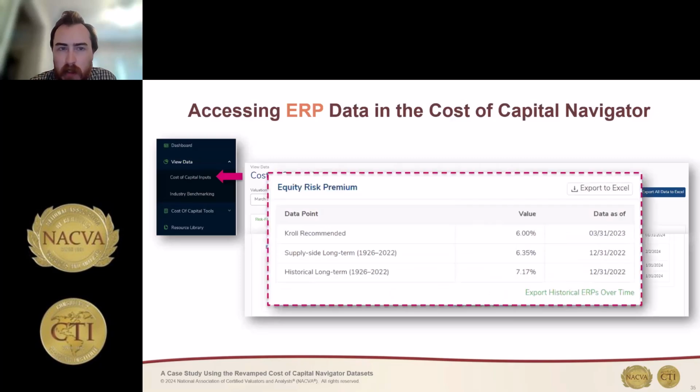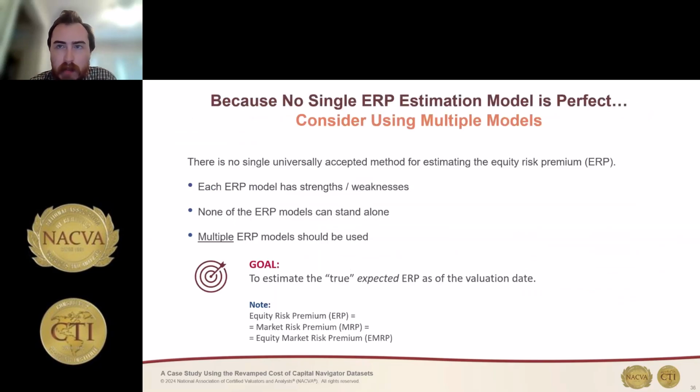If we zoom in a little bit, just so we can see what that looks like, we can see the three equity risk premiums that are available. We have the Kroll recommended, again as of the date, March 31st, 2023. And then we have the supply side long-term, and then the historical long-term as well. So I think we're going to go over to Carla, and then Carla will talk a little bit about the ERP, when to use which one, the pros and cons of those.